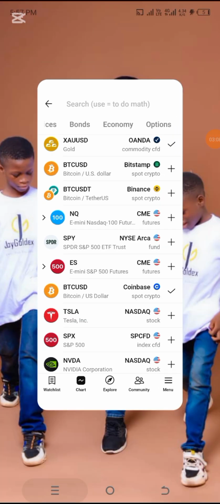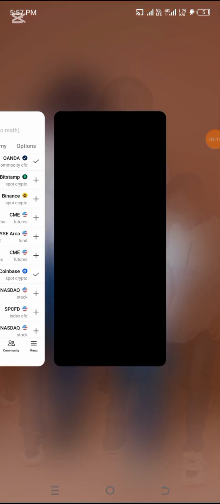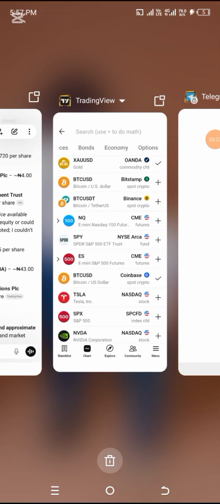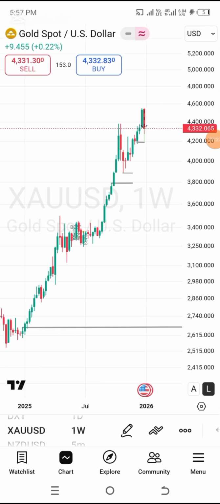Now we have some recommendations I posted on the Telegram channel. The first one on the list is Nigeria Breweries, right? And the current price is 75 naira. Now let's go to the chart and check: should we buy this Nigeria Breweries at the current price of 75 naira, or should we wait?